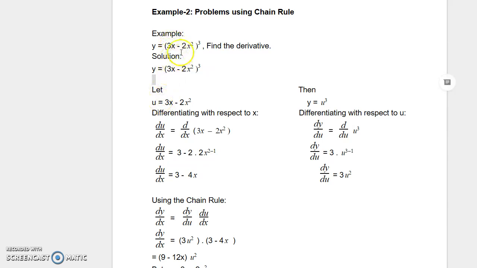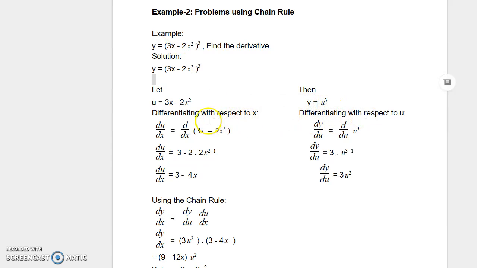Let us first of all divide it into two parts, the inner function and the outer function. The inner function here is 3x minus 2x squared. Let's call that u. Let u be equal to 3x minus 2x squared, and therefore the outer function y will be equal to u to the power of 3.